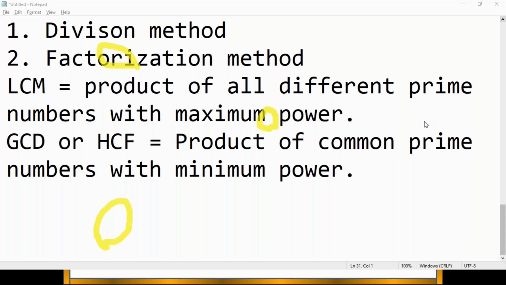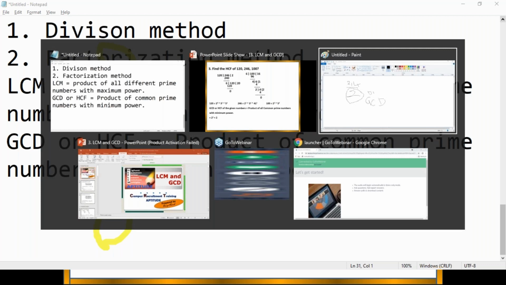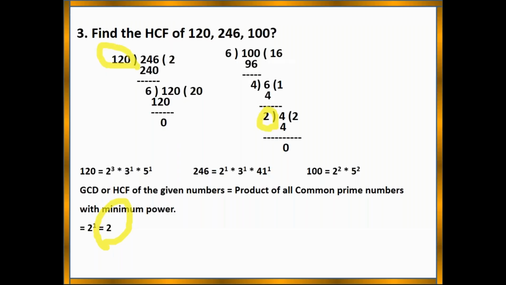If 3 is also common, it is applicable to anyone. For example, product of common prime numbers with minimum power. Let us assume in the prime factorization of 100, 2 power 2 into 5 power 2, and in another number 2 power 2 into 5 power 2 into 3 power 2. Here 3 power 1, here 3 power 1, here 3 power 2 is there.